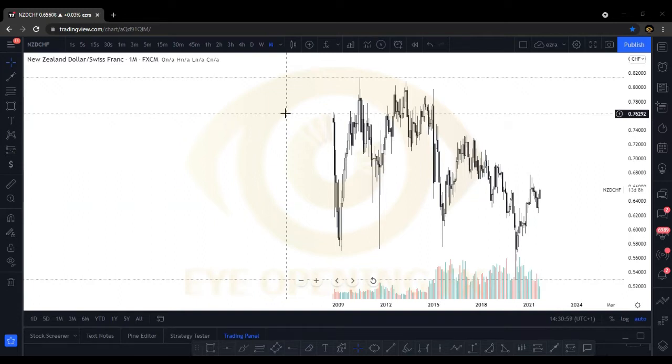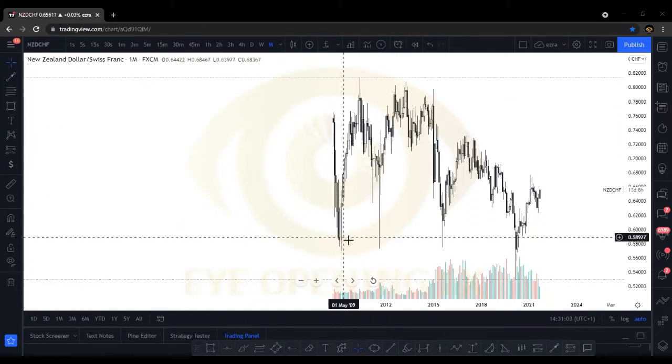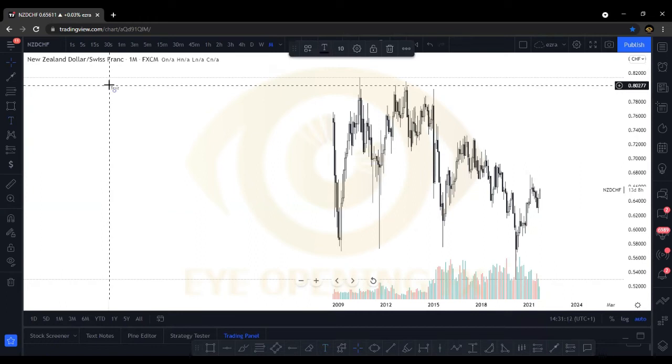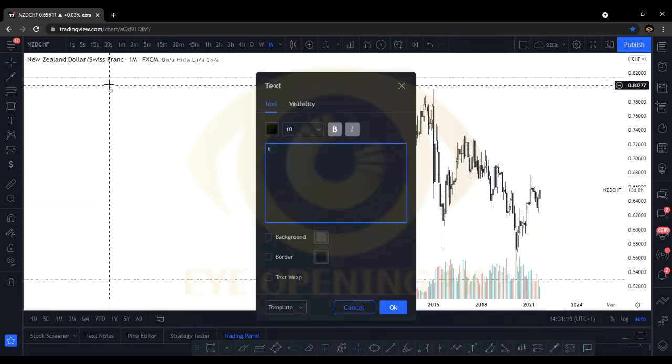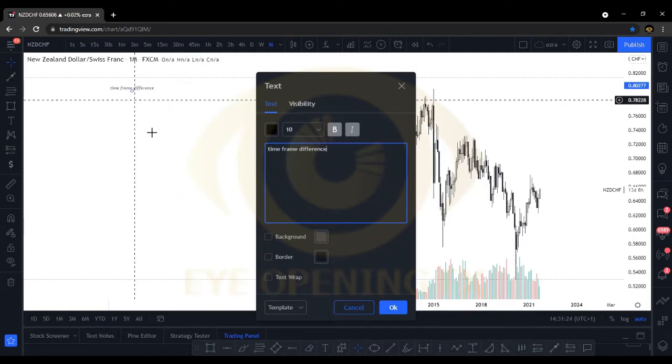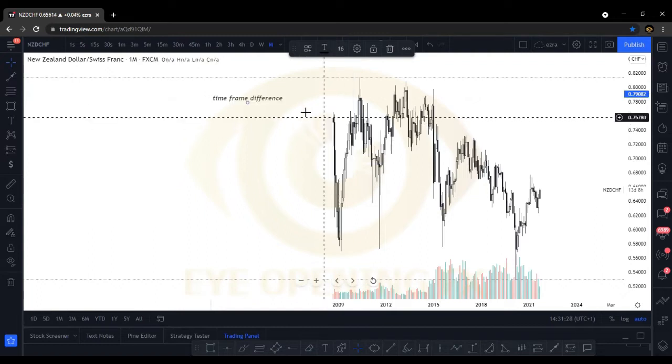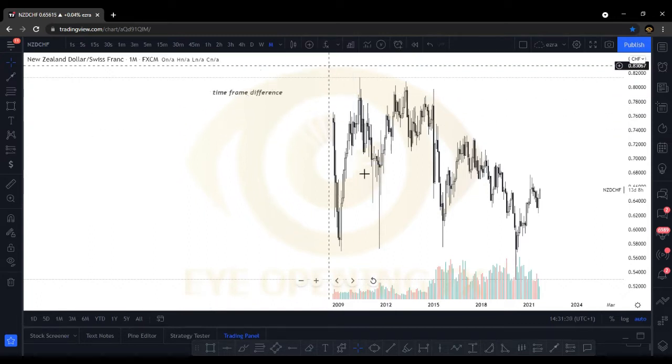So today, we'll be talking about structure and inducement together, and how we use what we call time frame difference. So now, we have different time frames. We have what we call time frame difference, and in this time frame difference, we have different time frames.